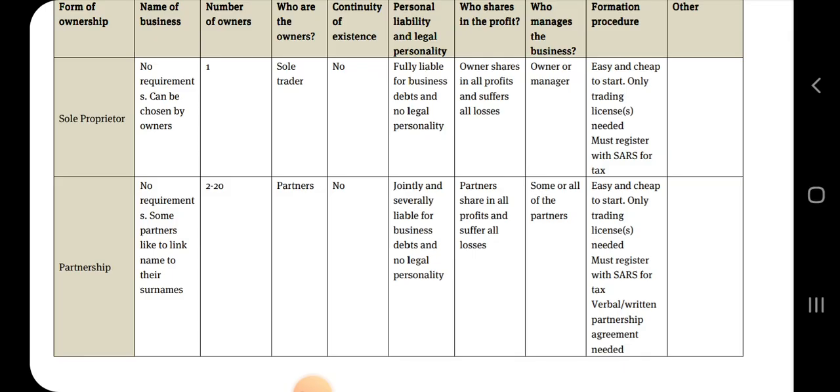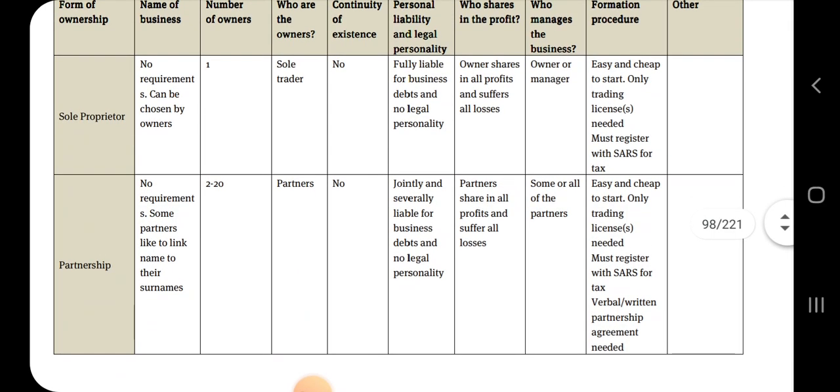There's no continuity of existence. When one partner dies, the partnership dissolves. They have to start a new one. Okay, so sole proprietor and partnerships do not have continuity of existence, and they are personally liable. The partnership is not a legal person, so the partnership and the partners are one thing, just like in a sole proprietor. And then who shares in the profit? Partners share in the profit, and they all suffer all losses, just like a sole proprietor.